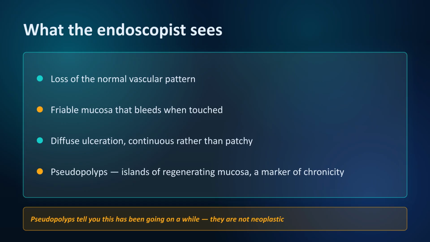What does the endoscopist actually see? First, loss of the normal vascular pattern. In a healthy colon, you can see fine submucosal vessels through the mucosa. In colitis, that pattern disappears because the mucosa is swollen. Second, friable mucosa that bleeds when the scope simply touches it. Third, diffuse ulceration, and note diffuse, continuous rather than patchy. And fourth, pseudopolyps, which are islands of regenerating mucosa left standing between ulcers. Pseudopolyps signal chronicity. This has been going on a while, and importantly, they are not neoplastic. Note that severity is graded on what is seen, which is why endoscopy sits inside the Mayo score.